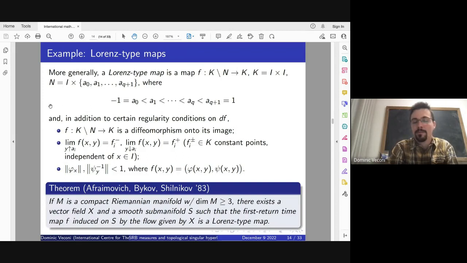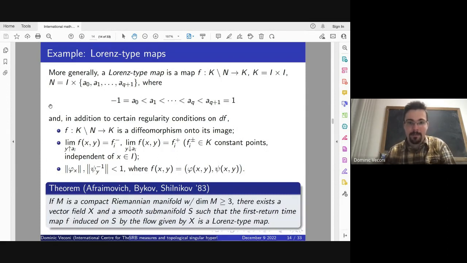So a Lorentz type map is more generally any kind of map where you have a finite collection of horizontal lines, and with certain regularity conditions on the differential, you have that f is again a diffeomorphism onto its image, and that each of these lines gets collapsed to a single point when you apply continuous extensions of the dynamics to them. And you have this hyperbolicity property of the components of f. And these are quite persistent in the sense that there are very many of them in the space of all singular diffeomorphisms of manifolds.